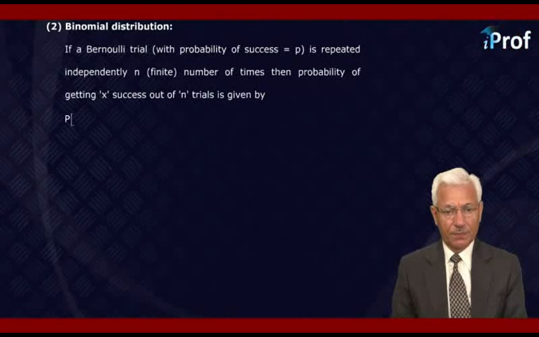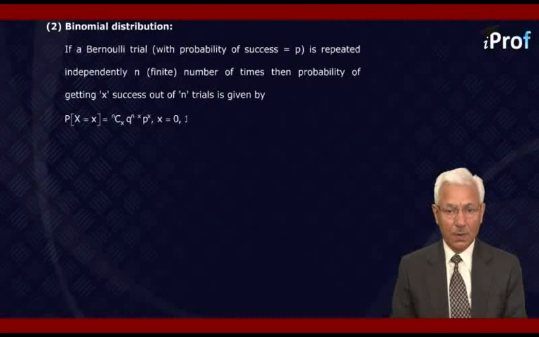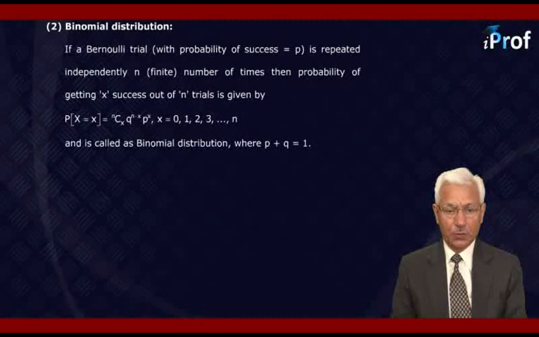probability of X equal to X is nCX Q raised to power n minus X P raised to power X, for X equal to 0, 1, 2, 3, and so on up to n. This is called the binomial distribution, where P plus Q is equal to 1.